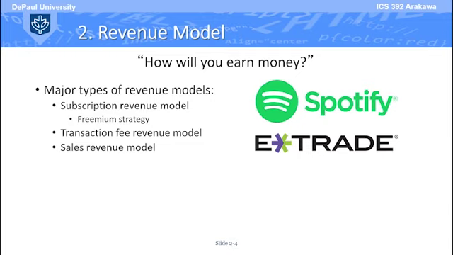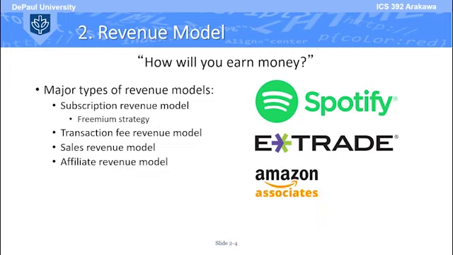Sales revenue includes Amazon, like we just talked about, and any other website that sells you a good or service. Something that we may not know a lot about is the affiliate revenue model. For example, Amazon Associates. If you have a website and you link to a specific product on Amazon, and the person following the link actually purchases that, then you get a little commission back on that sale.